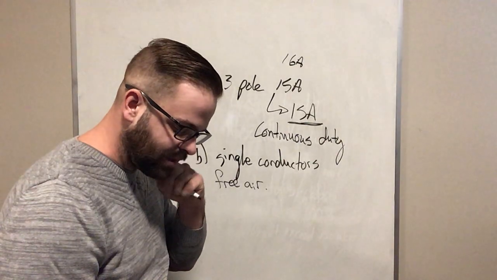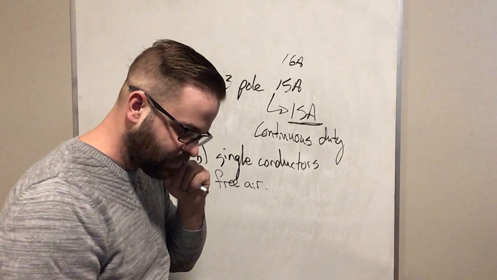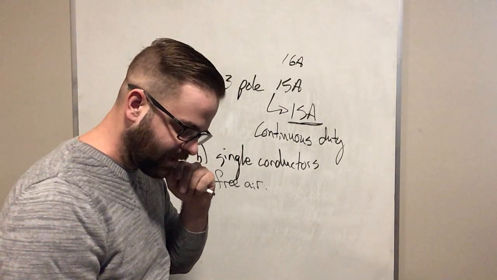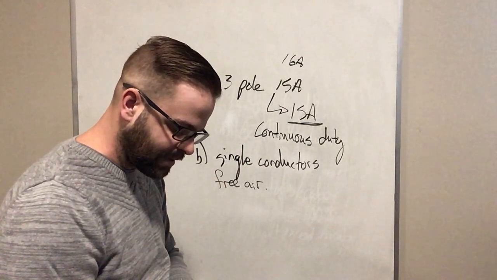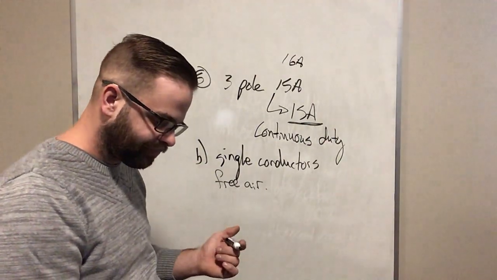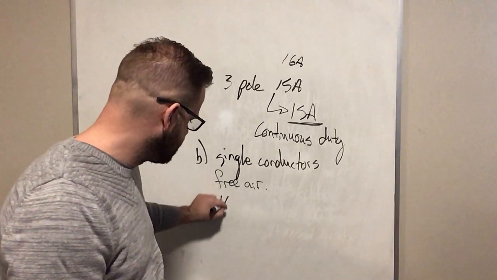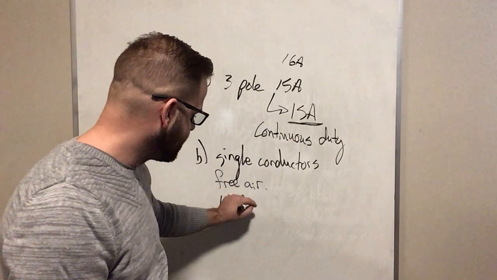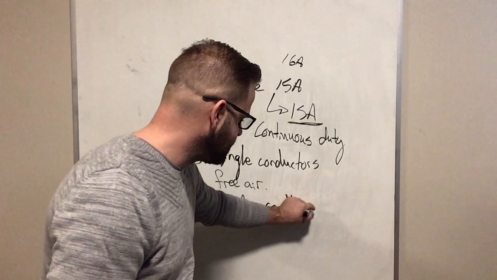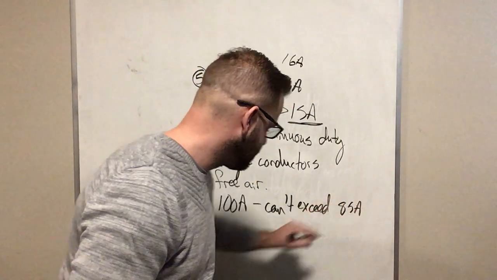So the continuous load as determined from the calculated load shall not exceed the continuous operation marking on the fuse switch or circuit breaker, and shall not exceed 85% of the allowable ampacity of single conductors. So that's just saying if I have a wire that's rated at 100 amps, it just means that I can't exceed an 85 amp breaker.